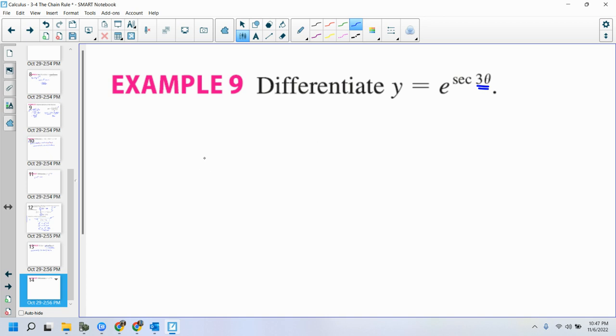Okay, so let's peel away the layer of the e. So e to the secant of 3 theta is going to turn into e to the secant of 3 theta because it's the exact same thing, times the derivative of secant of 3 theta. Okay, the derivative of secant is secant tangent. So it's secant 3 theta times tangent 3 theta times the derivative of 3 theta, which is 3.